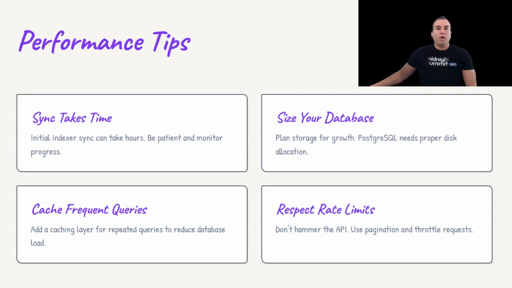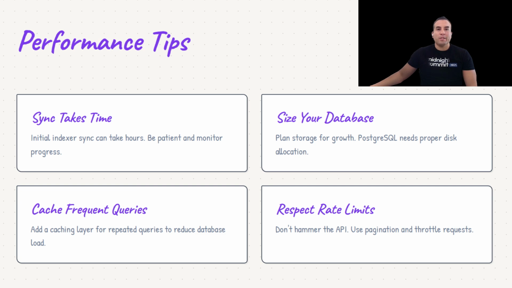Before we move on, let me share some practical tips that will save you time. First, initial sync takes time. When you start an indexer from scratch, it needs to process every block from Genesis. On preprod, with a lot of history, this can take hours. Be patient and monitor the progress. Don't assume it's broken just because it's slow.